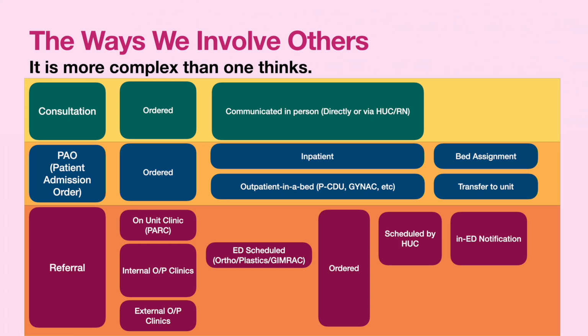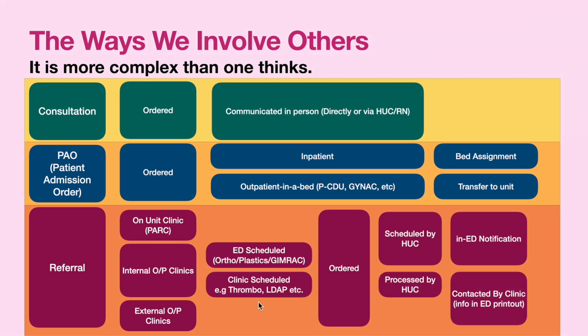I am not sure if we're going to be able to get Plastics online day one. If we can, we will. If not, it'll follow in short succession. But this follows the same trajectory. You order it, get scheduled, the patient's notified of their appointment. There are other clinics in the hospital where we do not schedule directly, like Thrombo, like LDAP, etc. These are ordered. While they still go to the order management system, they are processed by the health unit clerk and they are forwarded to that clinic to be booked completely electronically. There's no paper, and that clinic will contact the patient.